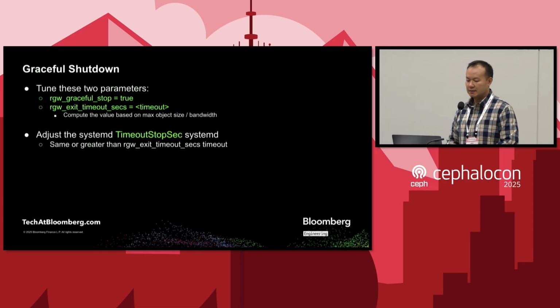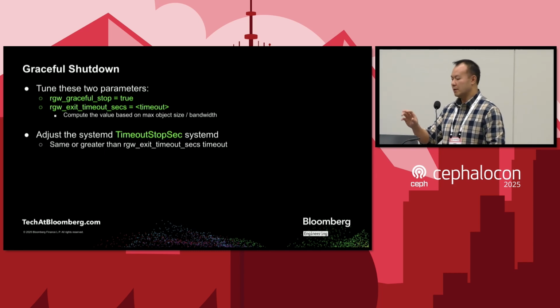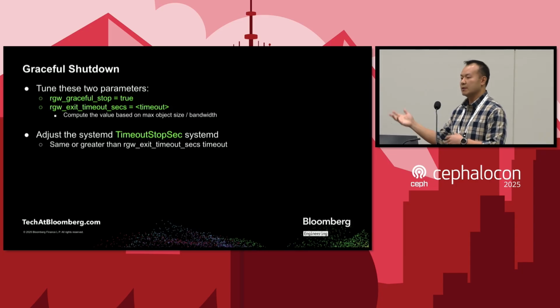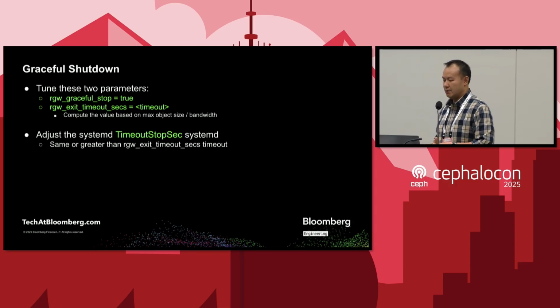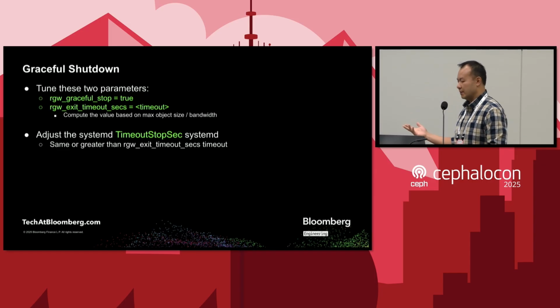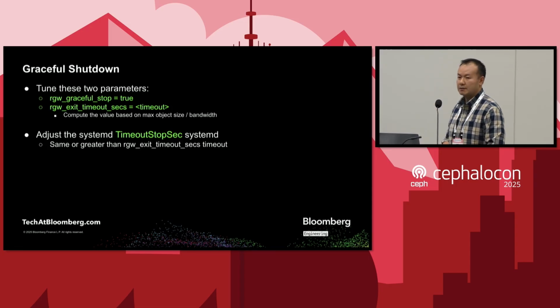Graceful shutdown. The parameters apply to the environment, and these are the settings you will have to play around with if you want to adopt this. The general heuristic that we figured out worked for us, especially for the timeout settings, is the object size divided by the bandwidth. The first one is self-explanatory: turn on graceful shutdown.